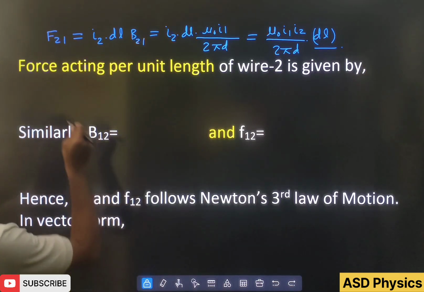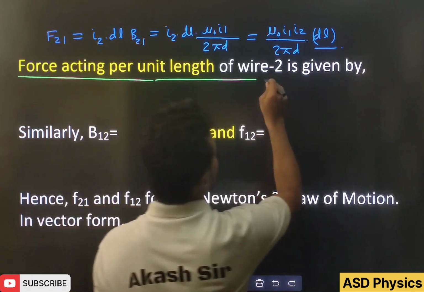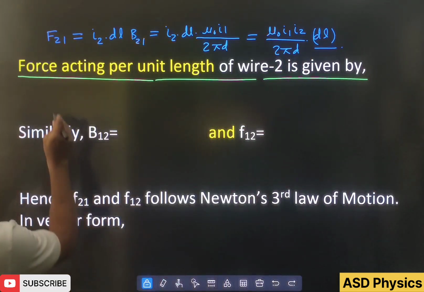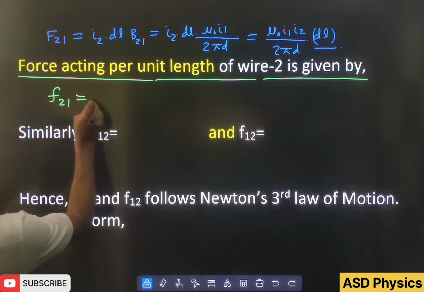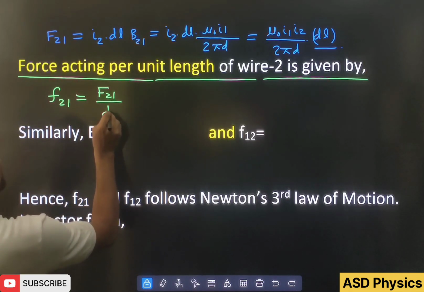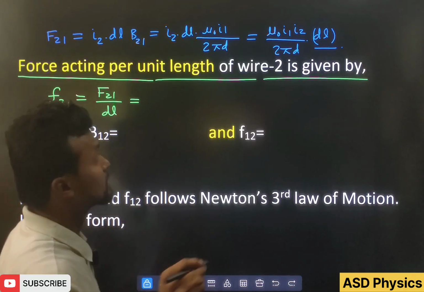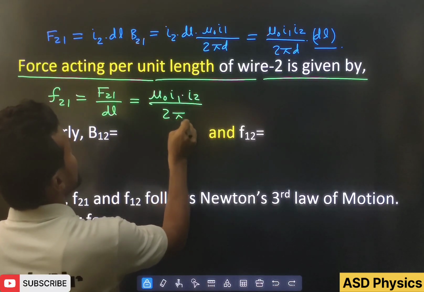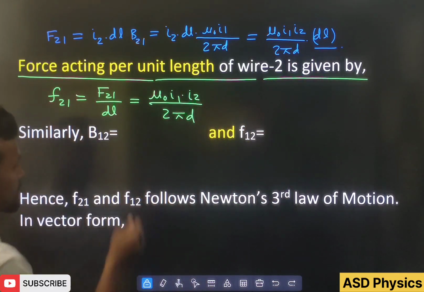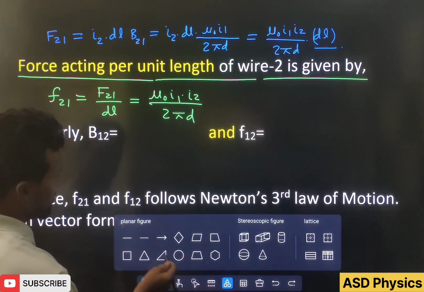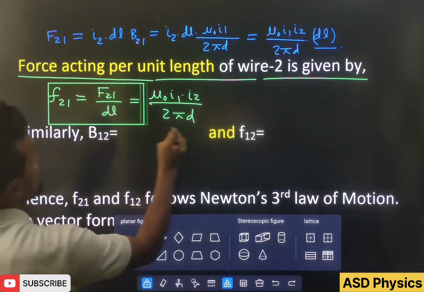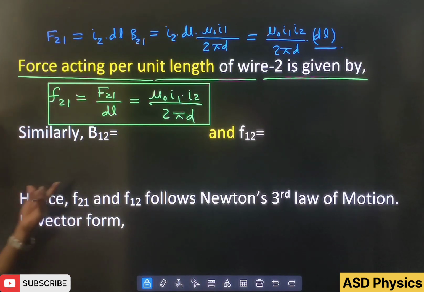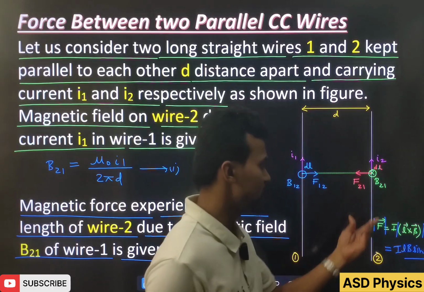After that, very important term, force acting per unit length of wire 2. Here we have got the force on dl length, but we want the force acting per unit length. So I can write F21 by dl. What will this come to? Very important formula: mu naught I1 I2 by 2 pi d. Now dl will come to the left side, in the denominator. Remember this formula, very important.